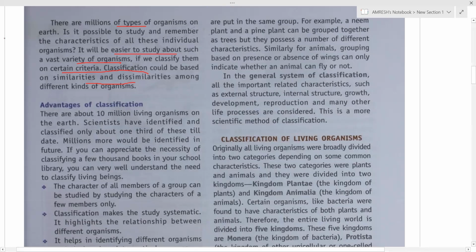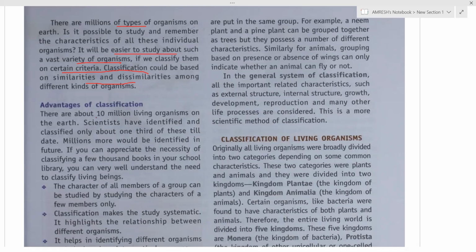So what are the advantages of classification? The first point I've already told you: to increase the convenience of studying and researching organisms, and not having a problem in differentiating between different organisms. So this is the main advantage of classification.